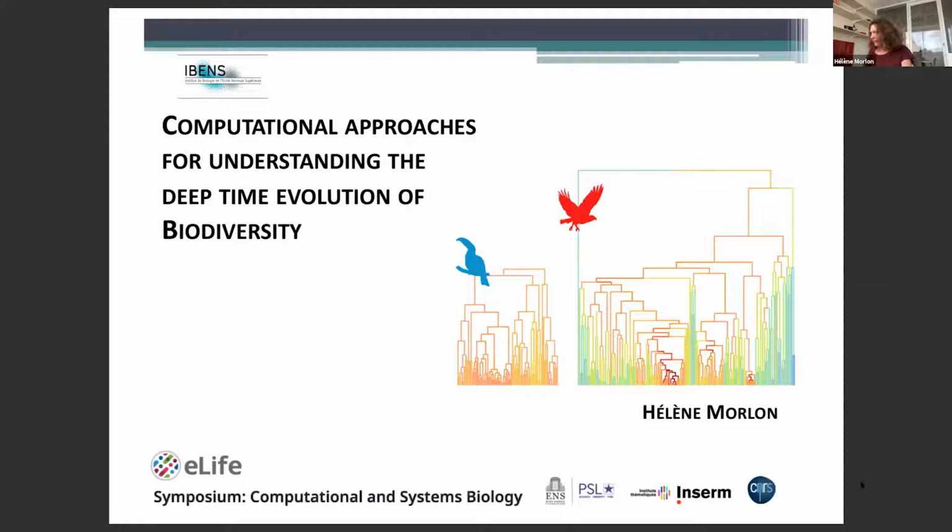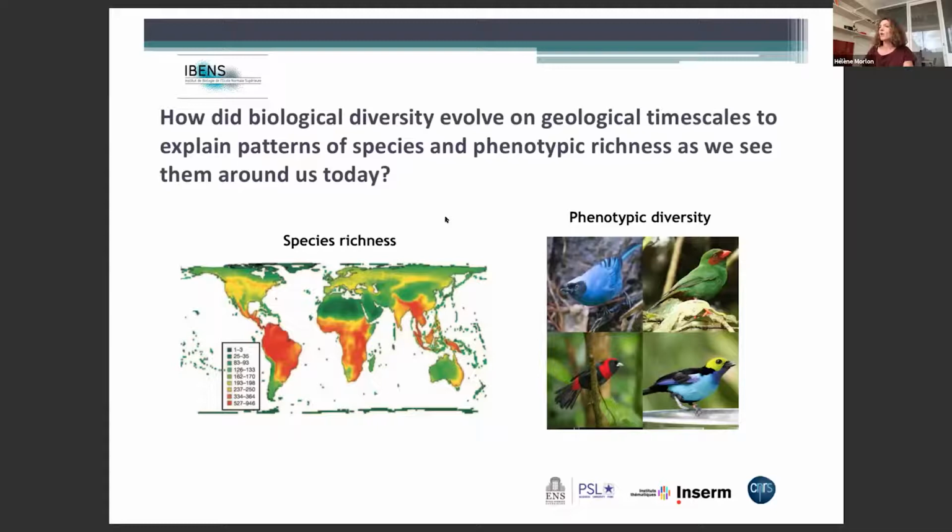So we're interested in understanding how biological diversity evolved on geological timescales to explain patterns of species and phenotypic richness as we see them around us today. To give specific examples, we're interested in big overarching questions: why some species groups are more species rich than others, why some regions of the planet are more species rich than others, and why phenotypic diversity is richer in some species groups than others.